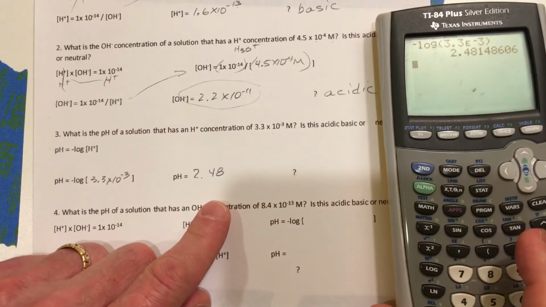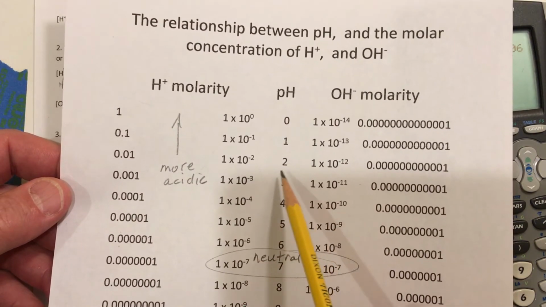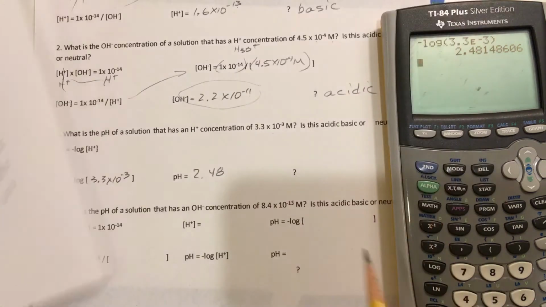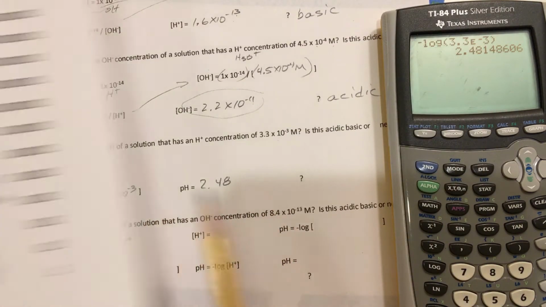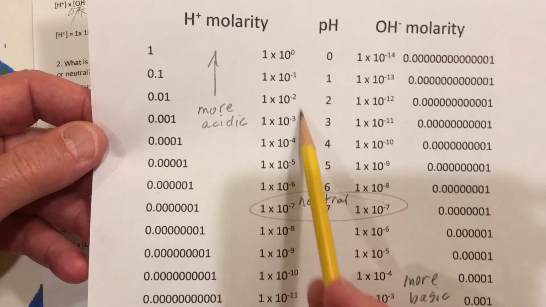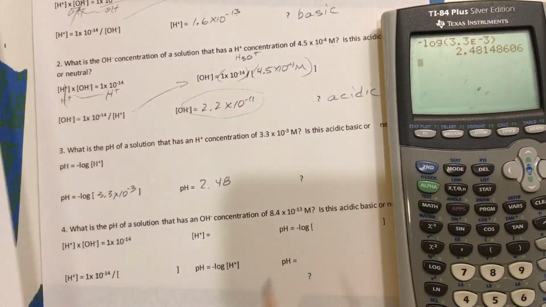2.48. Is that acidic, basic, or neutral? Well, we have a low pH, 2.48, so that's more acidic. And the H plus concentration, 3.3 times 10 to the negative 3, again in that area right there, so that is definitely acidic.